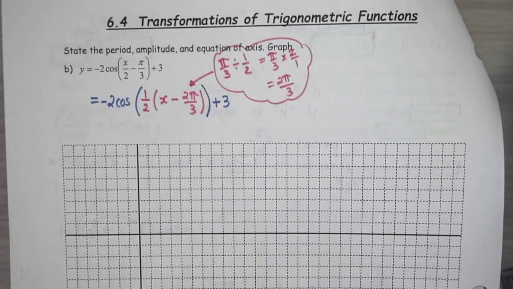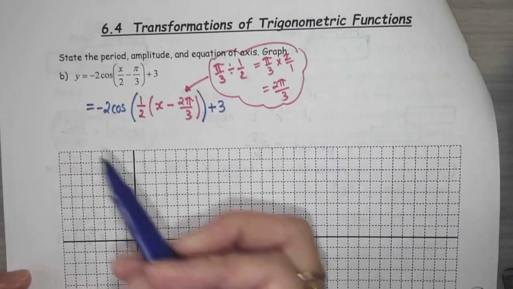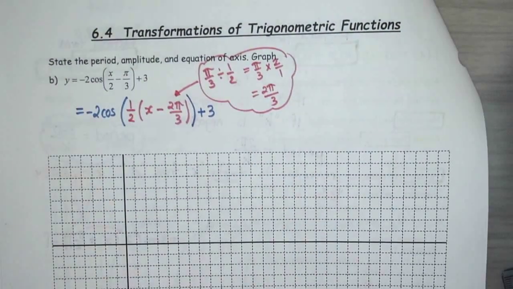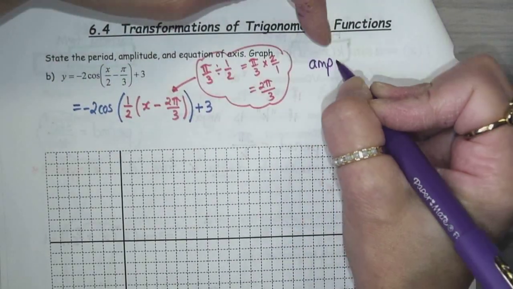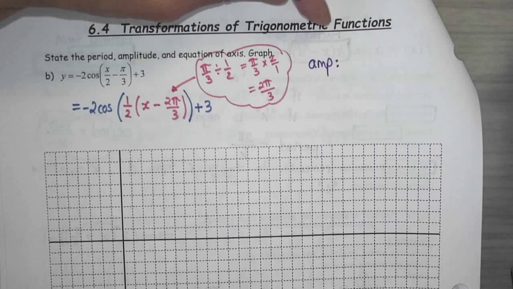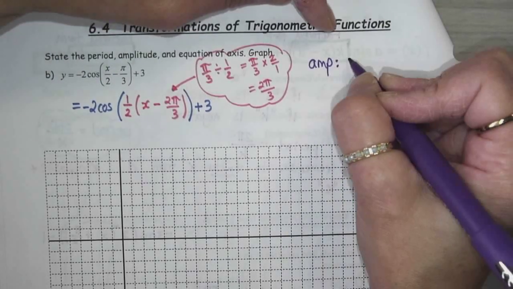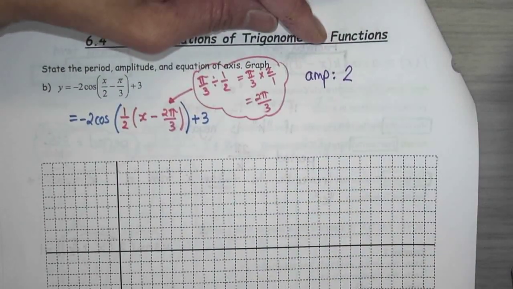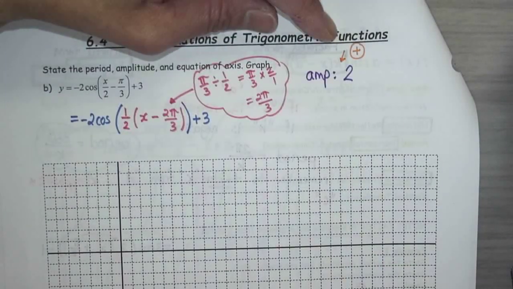Now let's state the period, amplitude, and equation. For some reason, I always like stating the amplitude first. I think it's because it's first when I'm reading it left to right. My amplitude is what? Is it 2 or -2? Just 2. The reflection is separate, so I do want this to be a positive, please. So it's a positive. The amplitude is always positive.